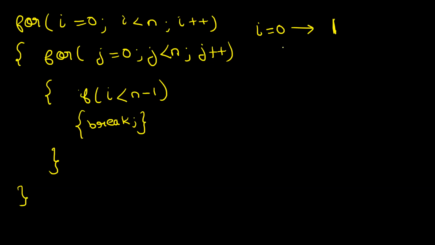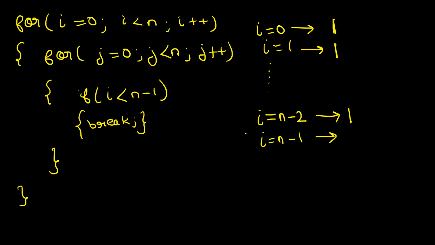Yes. For I equal to 1, how many times will the inner loop run? Again once. Okay. Going on like this, do you agree that till the value of I is n minus 2, the inner loop will run only once? Do you agree up to here? But now see, for I equal to n minus 1, what will happen? Can you tell me how many times does the inner loop run? For I equal to n minus 1, this if condition will not be satisfied. So the loop will run for n times. N times, boss, you will never break.